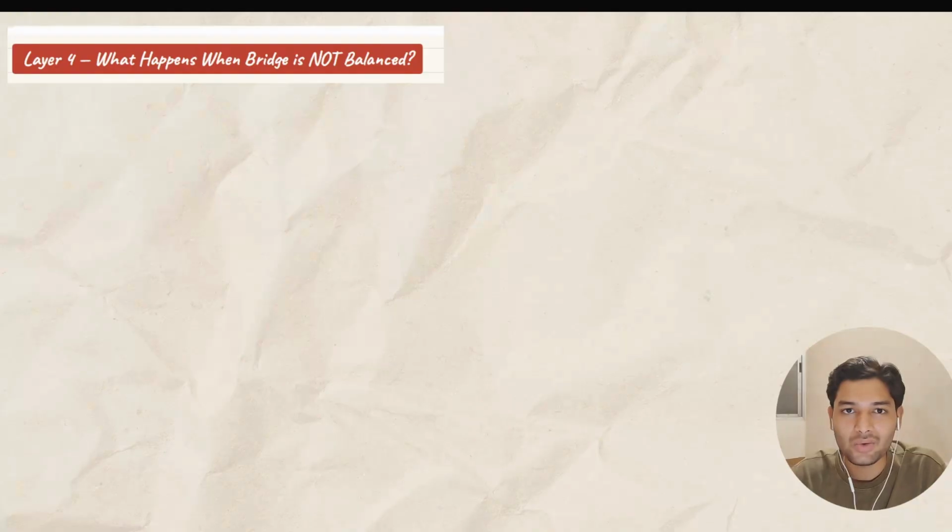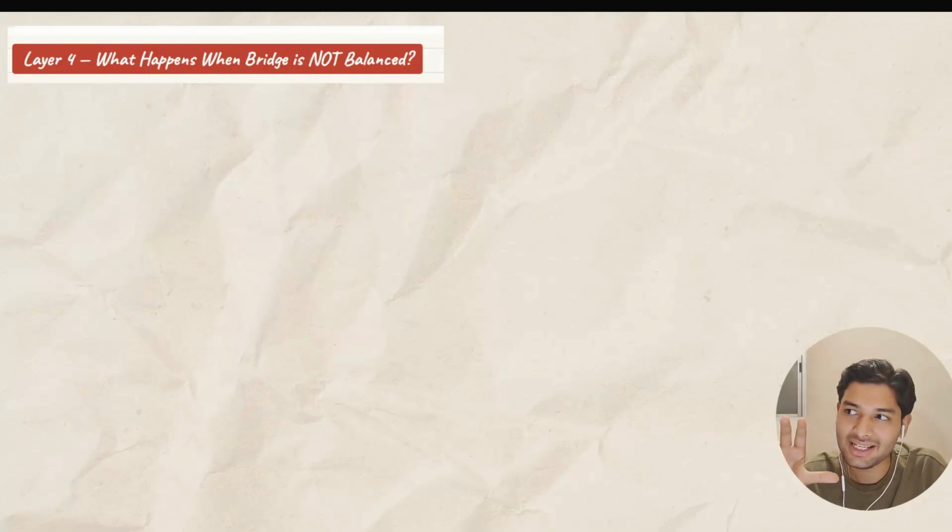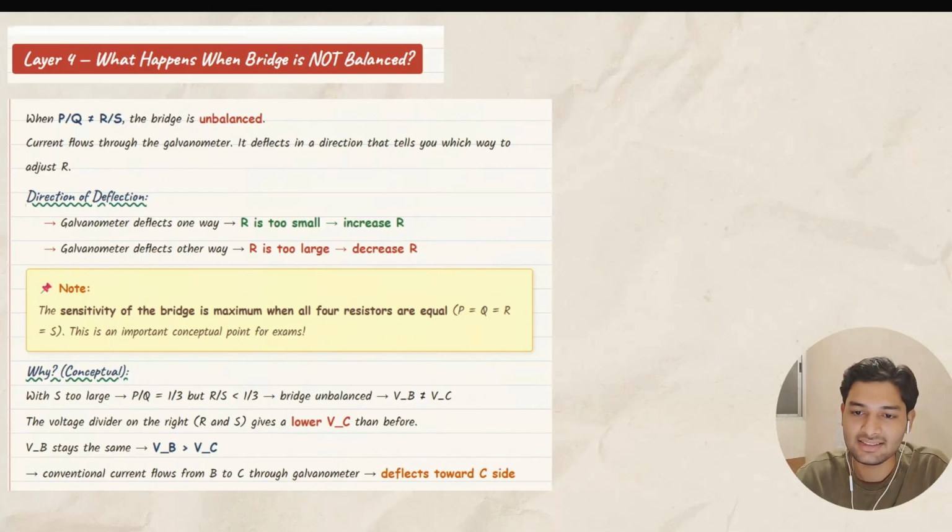Okay, now there is a special condition. What happens when the bridge is not balanced? This is the core logic that sticks the Wheatstone bridge formula into your mind. People just revise or memorize the formula after deriving it, but we have to test it. We have to cross-check it with another equation. What will happen if something goes wrong? So yeah, this is the one.